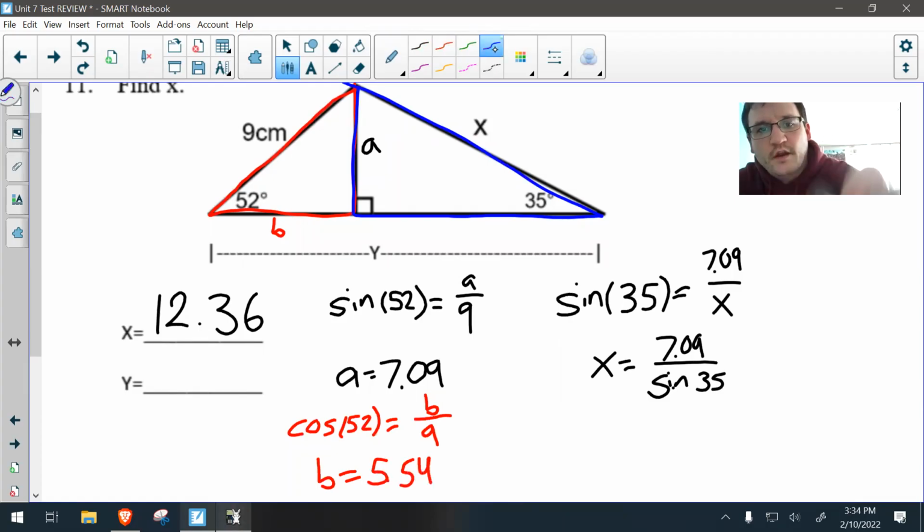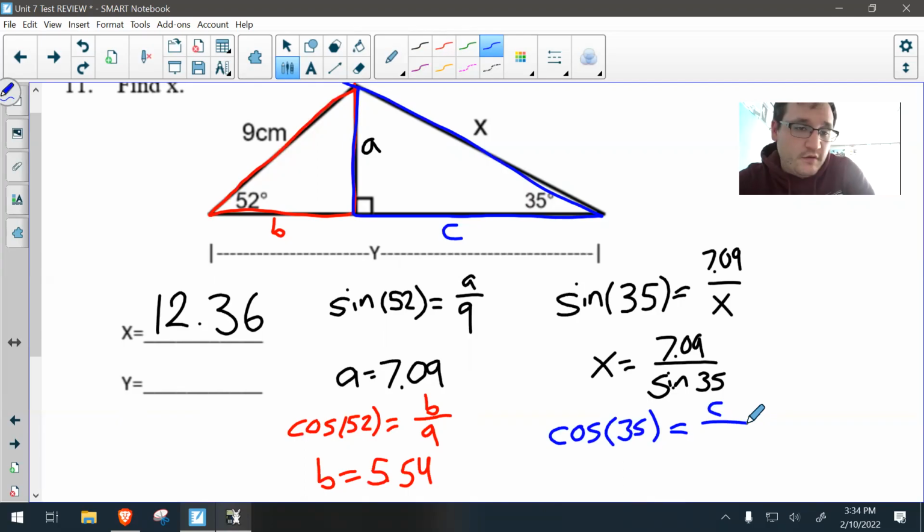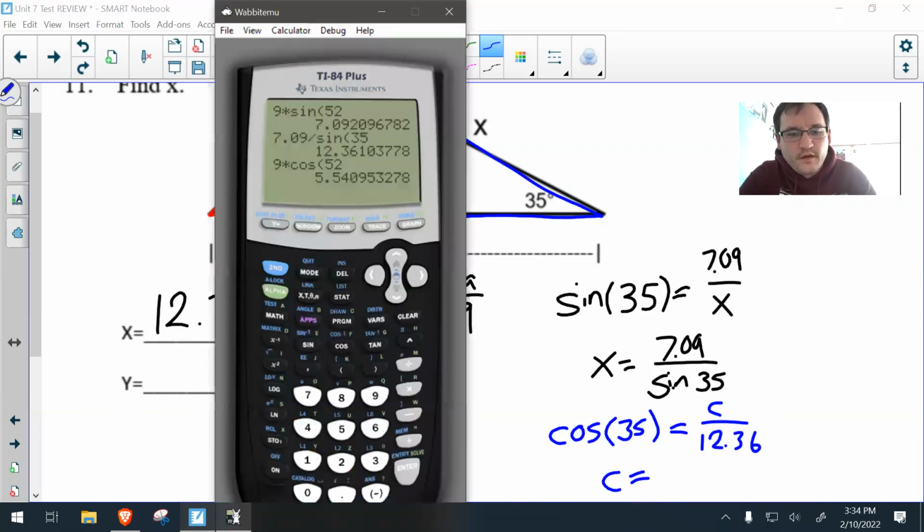5.54. Okay, and then I'm going to call this one over here C. And what I'm going to do now is say the cosine of 35 equals the adjacent this time, so it's C divided by the hypotenuse. Well, we found the hypotenuse. The hypotenuse was 12.36. All right, so multiply both sides by that 12.36. What we're going to have is 12.36 times the cosine of 35. That's going to be our second answer, 10.12.